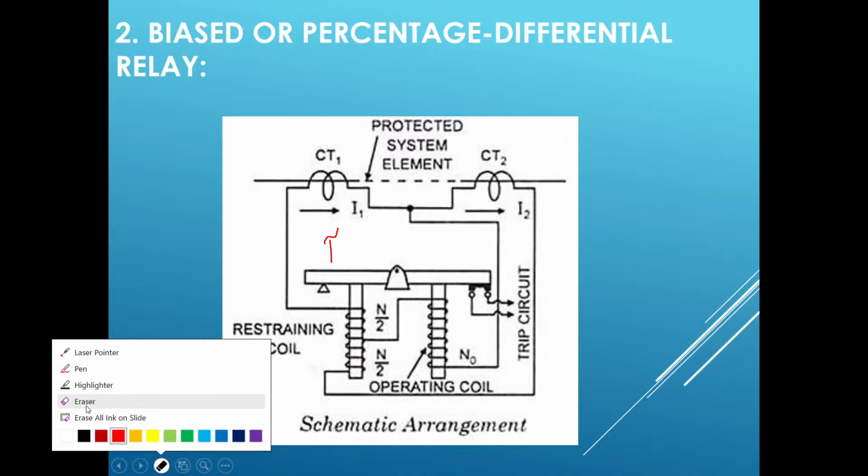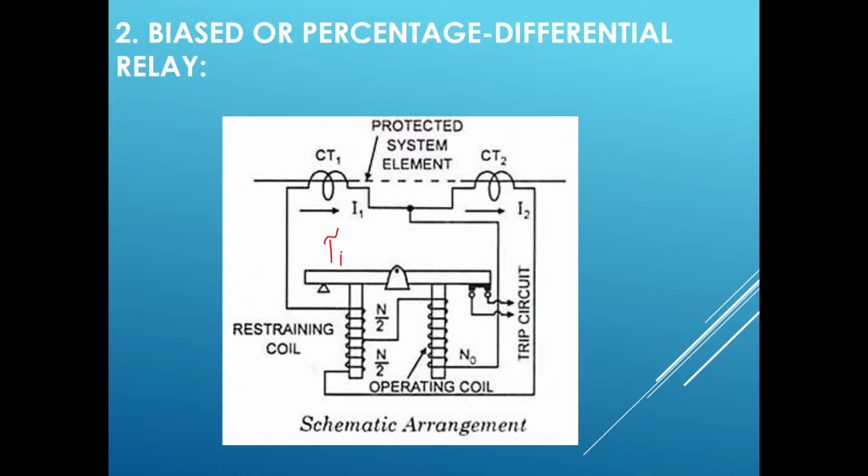The torque developed by the restraining coil, let us assume tau r, will be, under normal operating condition, greater than the torque developed by the operating coil. Since the restraining torque is greater than the operating torque, this moving contact will not come in contact with the fixed contact. In this diagram, it seems as if the moving contact is in contact with the fixed contact, but it will be pulled back. Of course, there is a counterweight to avoid the moving contact coming in contact with the fixed contact.